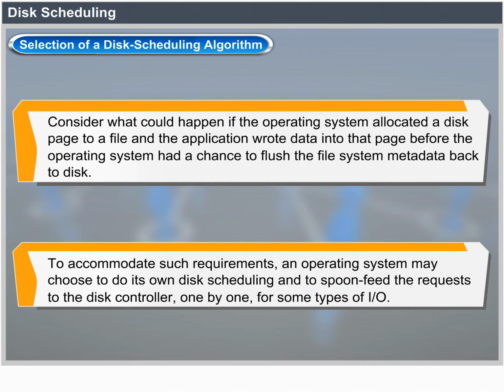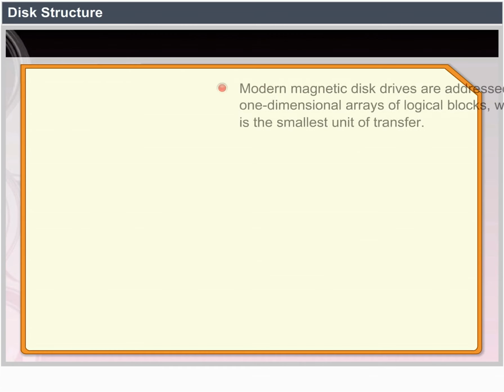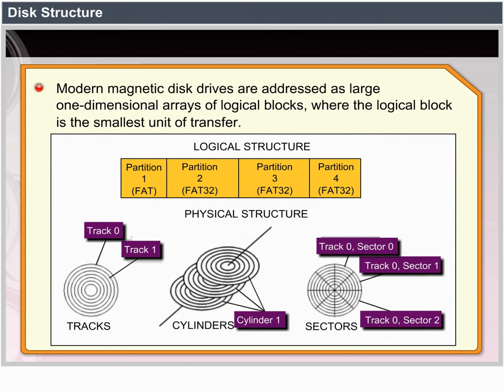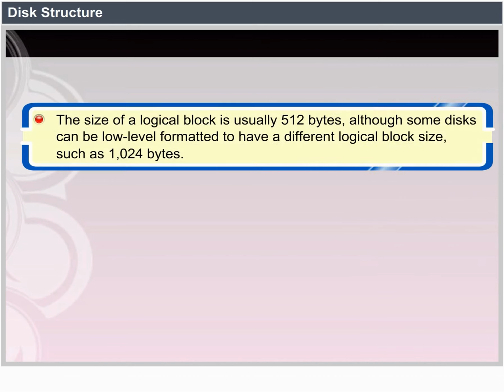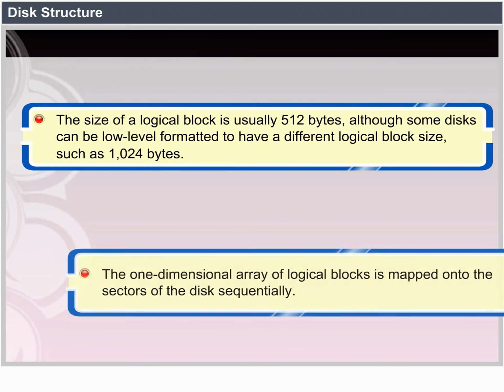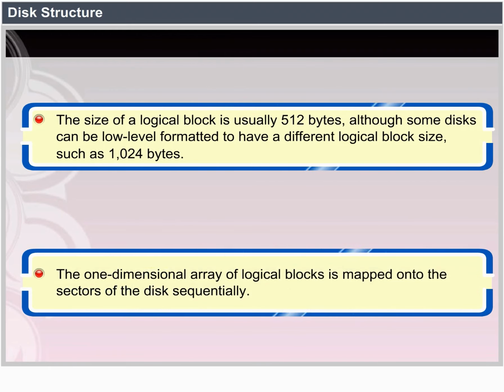Disk structure. Modern magnetic disk drives are addressed as large one-dimensional arrays of logical blocks, where the logical block is the smallest unit of transfer. The size of a logical block is usually 512 bytes, although some disks can be low-level formatted to have a different logical block size, such as 1024 bytes. The one-dimensional array of logical blocks is mapped onto the sectors of the disk sequentially.